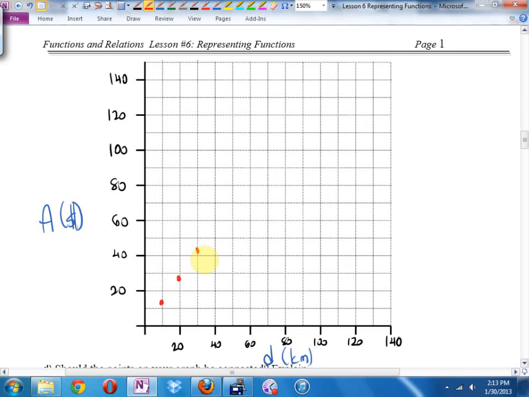Next. 40, comma what? 56. A little more than halfway to the 60. Next. 50, comma. Dead even? Hey, good. I got one nice point there. Whew. 60, comma. 85. Not quite halfway to the 90. 70, comma. 98. Just below the 100.